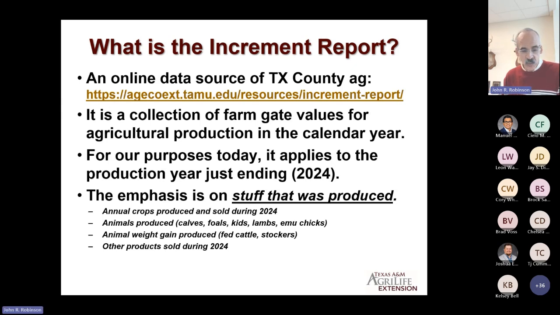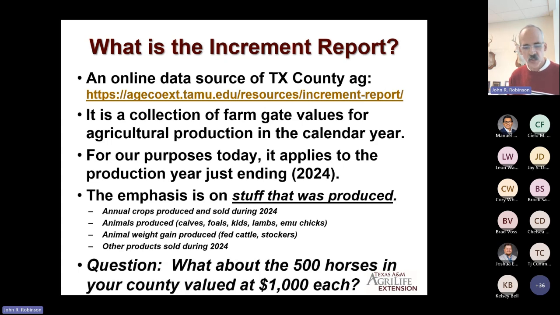And anything else that we can put a value on: hunting, fishing, lumber's in there. There are all kinds of categories, so try to claim everything we can. So the emphasis is on production, the value of production.